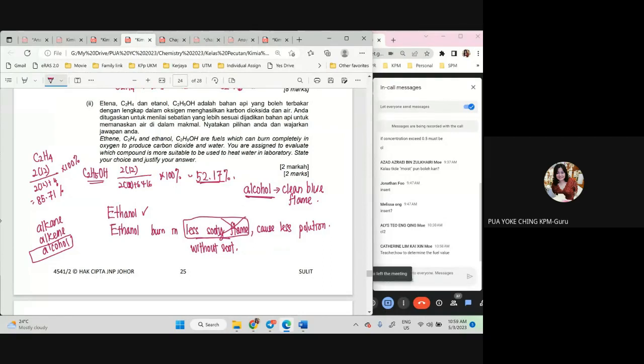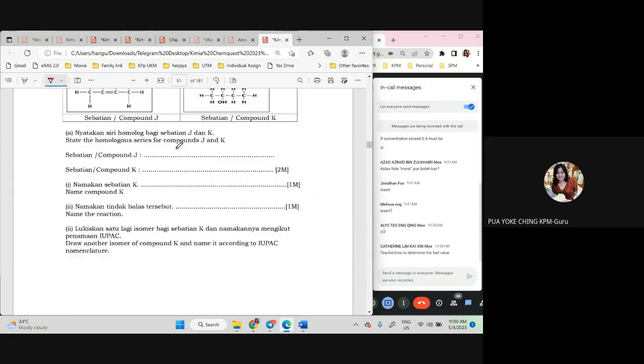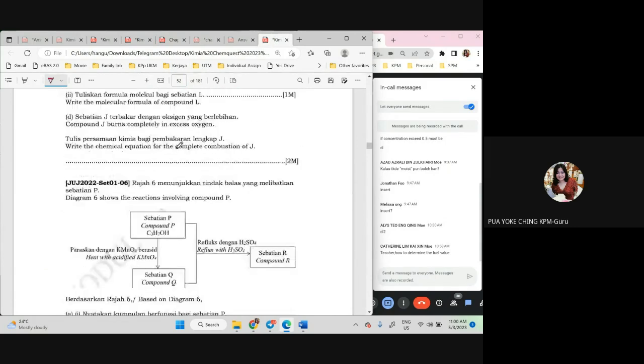Okay, number of carbon dia pun sama. So, you will produce the same number of mole of carbon dioxide. So, even the carbon dioxide kita tak boleh. So, that one is more like memorizing value. So, kalau dia nak you compare dari segi fuel value, dia mesti akan bagi fuel value. Okay, if they give you the fuel value, I just check.